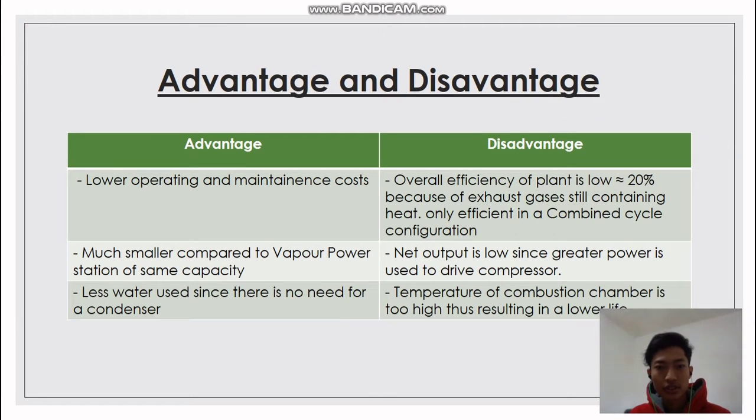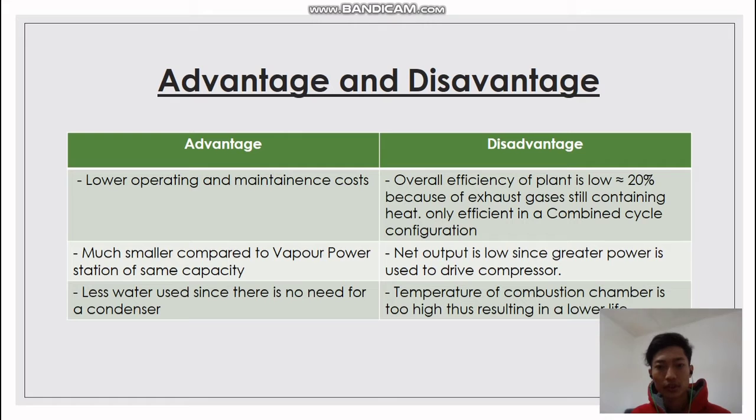So this is the advantage and disadvantage of the gas power plant. So the advantage are the gas power plant has a low operating and maintenance cost. The next one is it is much smaller compared to vapor power station of same capacity, which means it is simple. And next is the less water use since there is no need for a condenser. So we don't need to use water for this power plant.